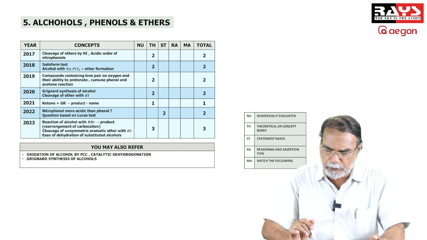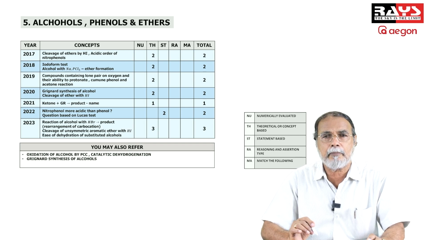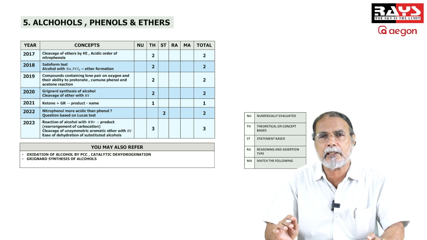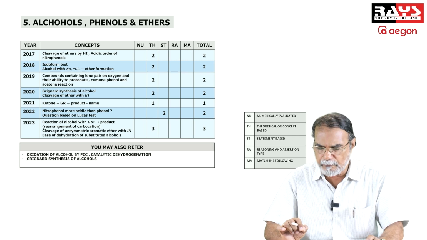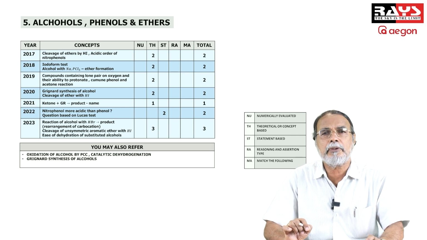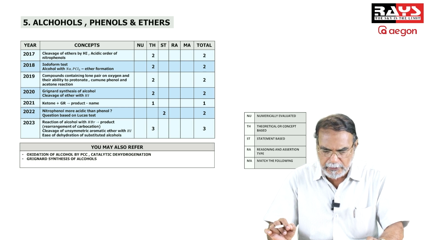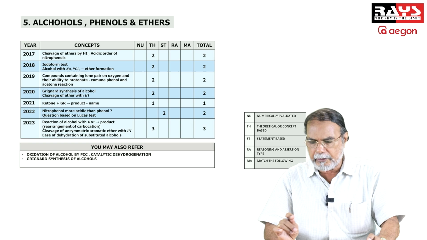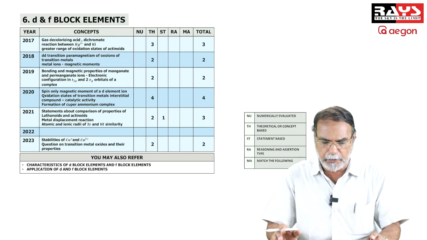And in this chapter, you may also refer oxidation of alcohol, so by pyridinium chlorochromate, the importance, oxidation of a primary alcohol to aldehyde or a secondary alcohol to ketone, and no further oxidation when you use PCC, that's important. And then also the catalytic dehydrogenation reaction of primary, secondary, and tertiary alcohols, and also the Grignard synthesis of alcohols, which I already said is important.